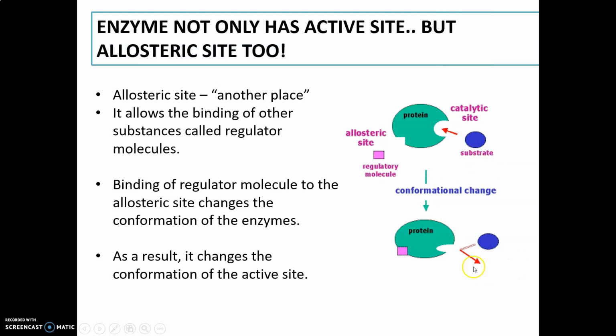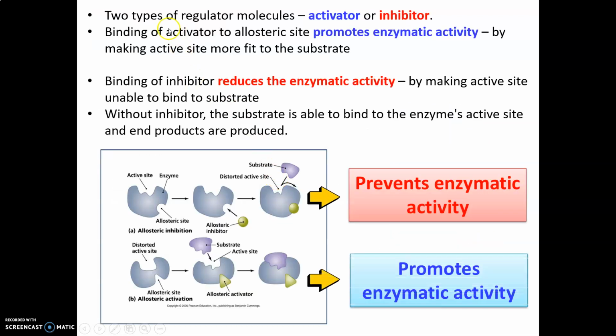So dia terbalik. Kalau tadi this one, dia prevent the enzymatic reaction. Another regulator molecule yang bind dekat this allosteric site can actually promote the enzymatic reactions. Alright. So there are two types of regulator molecules. The first one is activator. The other one is inhibitor. Kalau tadi saya ada explain, the one yang promote enzymatic reaction itu adalah activator. As the name suggests, dia akan activate.